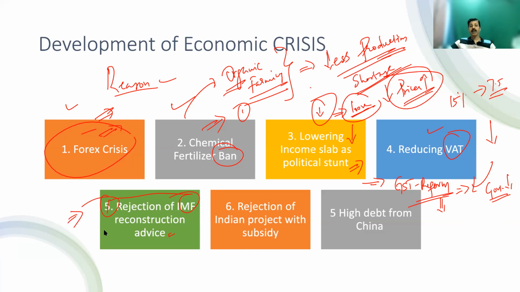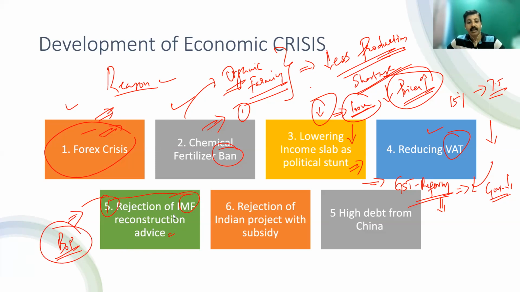IMF will come into the picture only in a particular situation where they will come and help you: a balance of payment crisis. Balance of payment means what? I'm importing certain things, but I'm not in a position to pay back because I don't have dollars. I don't have a foreign exchange reserve. But I have to import the essential items which are very much needed for the country's economic growth.